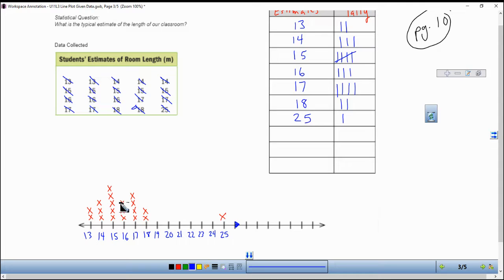What should we call this? I guess we could use this as a title. We might say room length estimates.